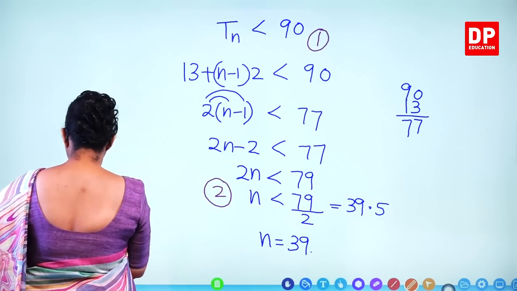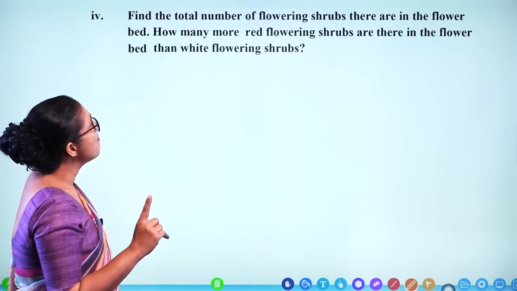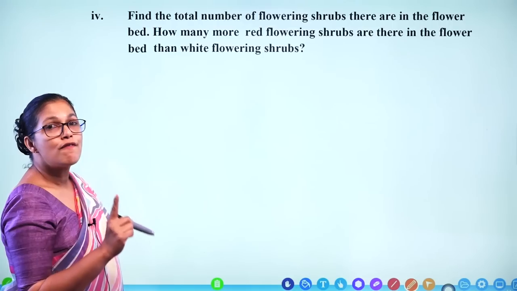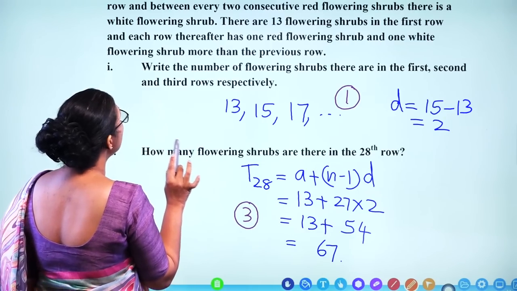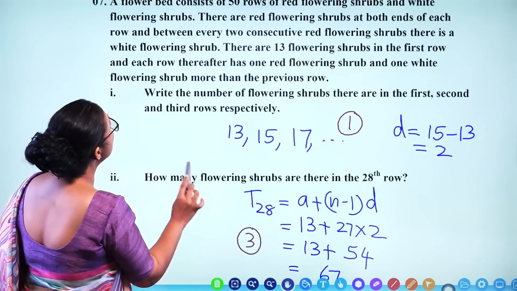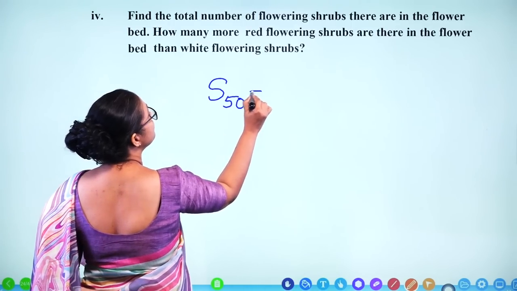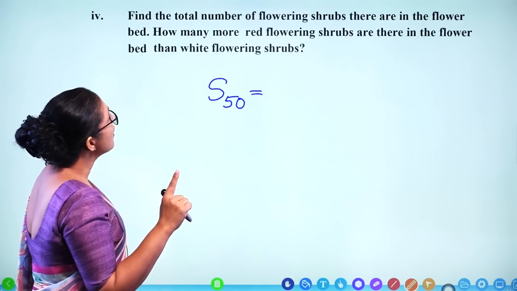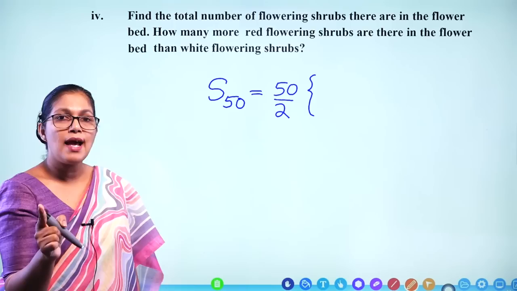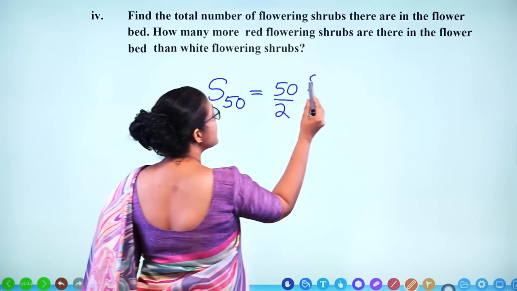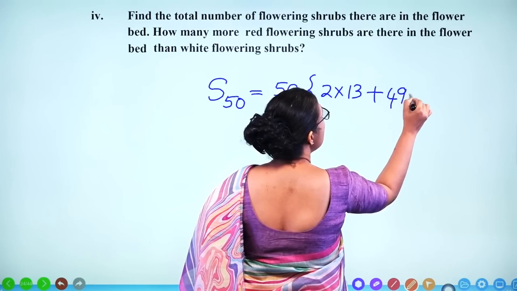And next part, find the total number of flowering shrubs there are in the flower bed. How many more red flowering shrubs are there in the flower bed than white flowering shrubs? So let's do the first one. Total, how many rows are there all together? It was there in the first part, 50 rows all together. So you can find out the total by taking S50. S50 is the total. So what is the formula you can use? n divided by 2. So 50 divided by 2. You can't use the first term and the last term there because we don't know the last term. So you can use the 2a plus n minus 1 d formula. 2 times a, 13 is the first term, plus n minus 1, that's 49, d is 2.